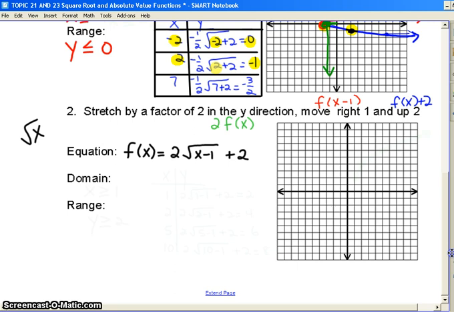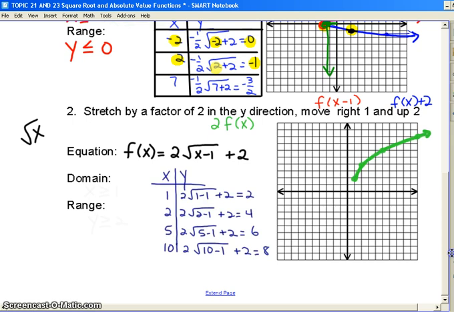Before I determine the domain and range, let's plot some points and graph it. I plugged in x equals 1. So 1 minus 1 is 0. Square root of 0 is 0. Times 2 is 0. So 0 plus 2 gave me 2. So the ordered pair is 1, 2, and so on. I chose numbers that work out well with square roots. If you want to plug it into the calculator, we can take a look at how that would look.